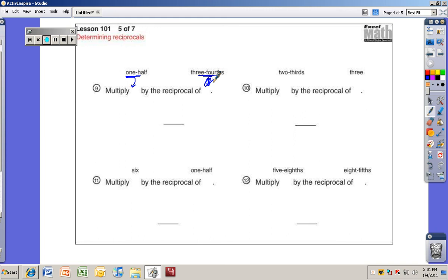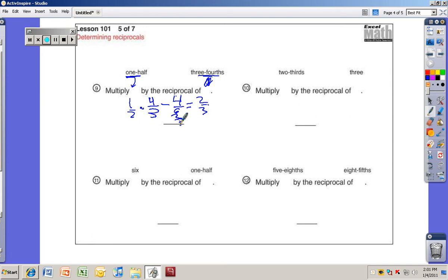Okay. So you multiply 1/2 by 3/4. The reciprocal is 4/3, and that equals 4 over 6. And you can simplify that into 2/3. Whatever, you know. Okay. Emma, you want to do the next one?